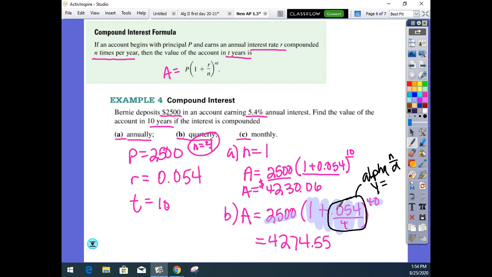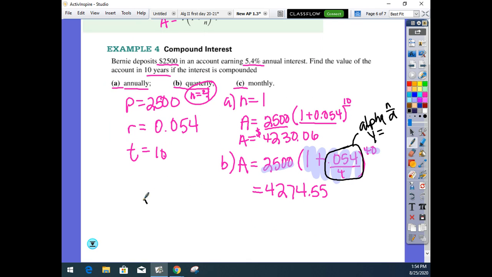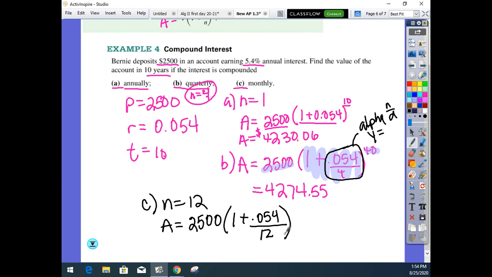All right, last problem. Letter C, monthly, means that N is 12 times a year. So I'm really doing everything the same. I'm just changing my N each time. So now every place I had a 4 the last time is going to be 12. And this I'm just going to multiply 12 times 10 for my exponent to get 120. Add everything in to your calculator.